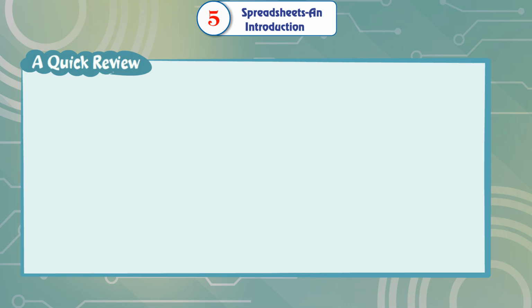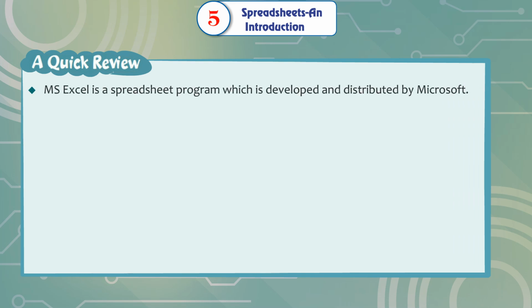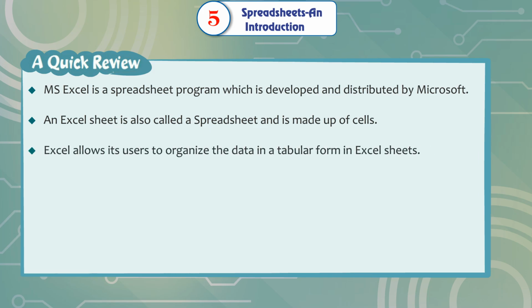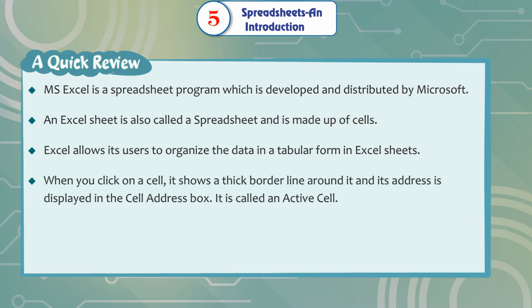A quick review. MS Excel is a spreadsheet program which is developed and distributed by Microsoft. An Excel sheet is also called a spreadsheet and is made up of cells. Excel allows its users to organize the data in a tabular form in Excel sheets. When you click on a cell, it shows a thick border line around it, and its address is displayed in the cell address box. It is called an active cell. A cell address consists of a row number and a column number.